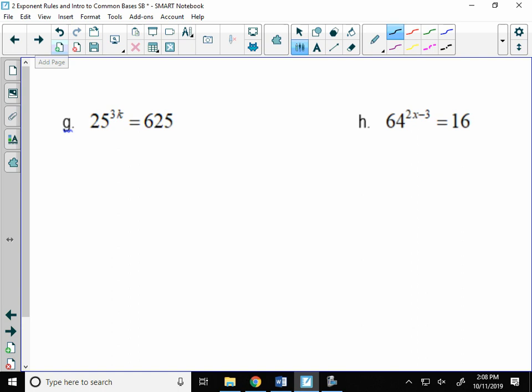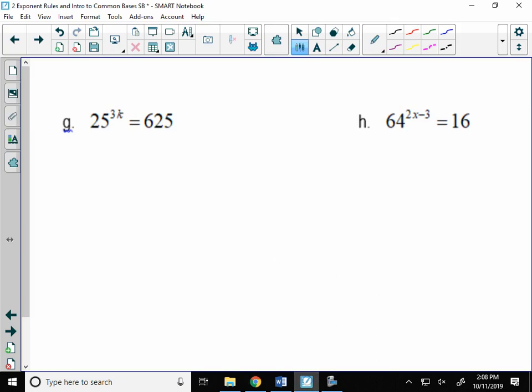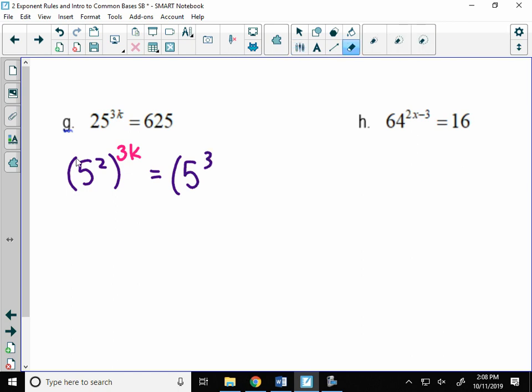I'll keep going. All right, for G, I need to rewrite 25 and 625 with the same base. So if you need to, go to your Know Your Powers chart. Where do I see 25 and 625? Well, they're both in the 5s row. So I'm going to rewrite both of them with a base of 5. 25 is 5 squared, right? And we still have the same exponent of 3k. 625 we saw was 5 to the 4th.